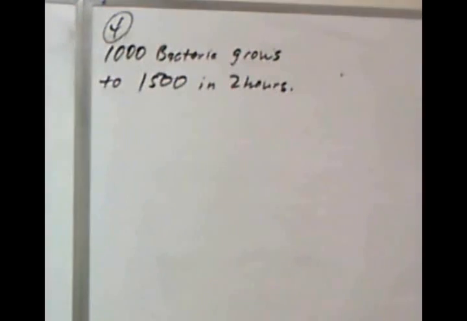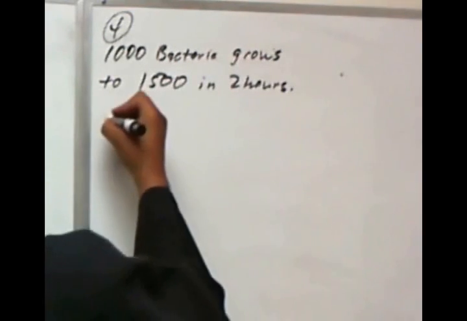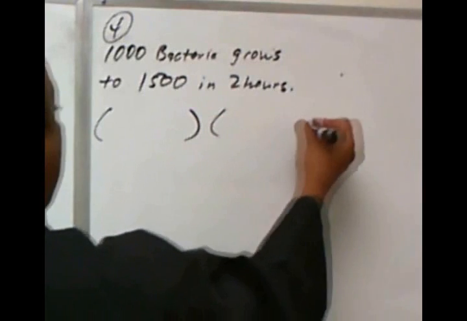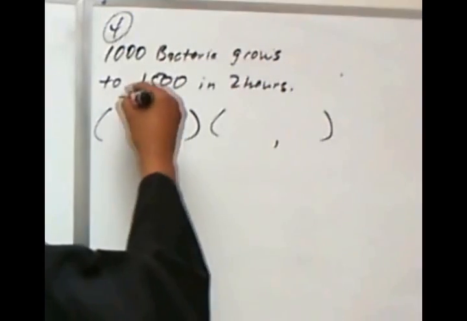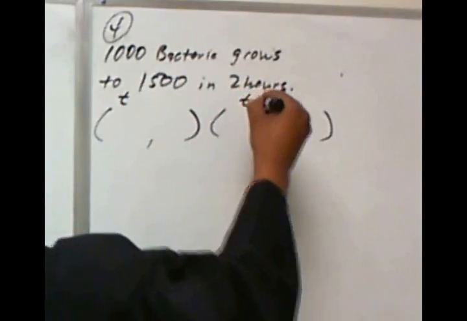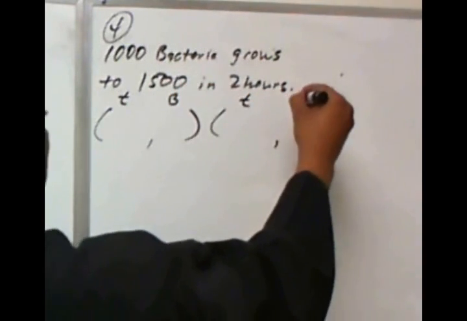Okay, number 4. We have here that 1,000 bacteria grows to 1,500 in 2 hours. We want to find a model for this. So it means that we're going to need to know what's going to be input and what's going to be output. Typically, we want time to be the input, and what we want to be output is going to be the number of bacteria.